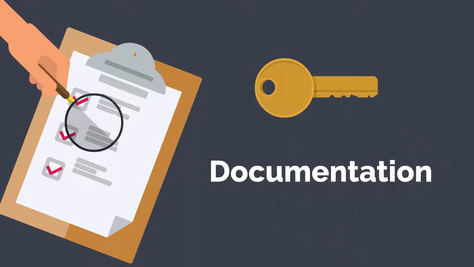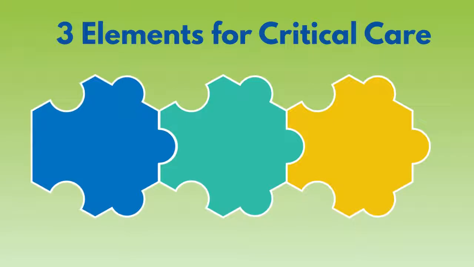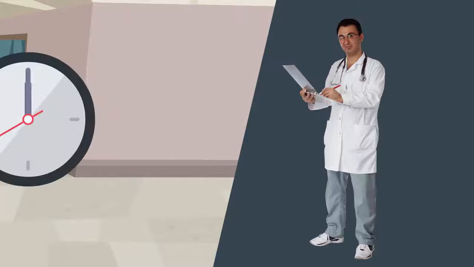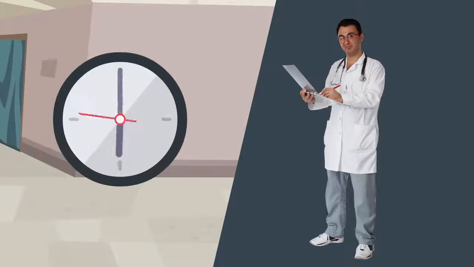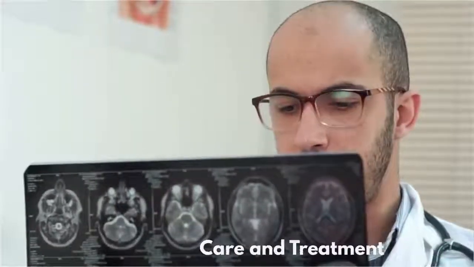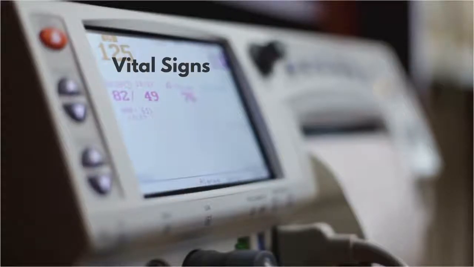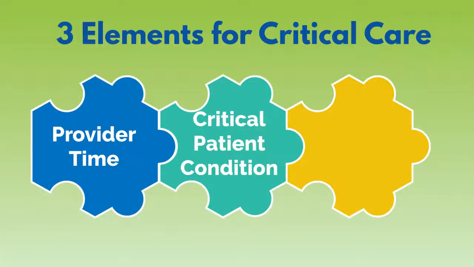The key element when reporting critical care is your documentation. There are 3 components of critical care documentation. The first element is time. It is important to keep in mind that critical care is a time-based code. The time includes activities related to the care and treatment of one specific patient, including reviewing current test results, assessing the patient vital signs, and other time spent on a critical care unit or other clinical area caring for the patient. The second element is documentation of the critical nature of the patient's condition.